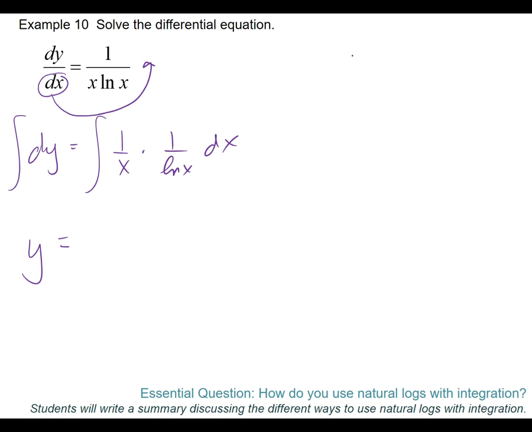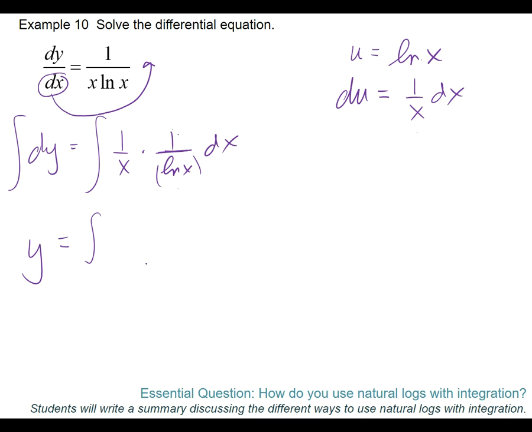Alright, what's your u going to be? It's going to be the natural log of x, because the function is 1 over something, 1 over x. And then this is inside that 1 over x, which is in the denominator. So I'm going to use the natural log of x. What's the du then? 1 over x dx gives the derivative of the natural log of x, 1 over x.